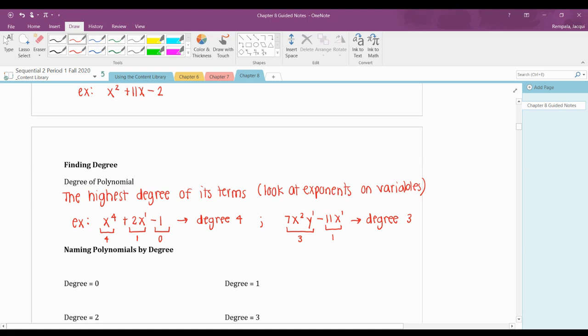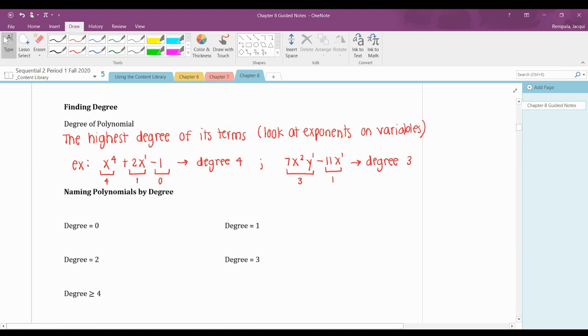Okay, and we actually have some vocab words for different degrees. So if I see that my final answer is degree 0 as the biggest, we call that a constant. If I have degree 1, well, we call that linear. Degree 2, we call this a quadratic.